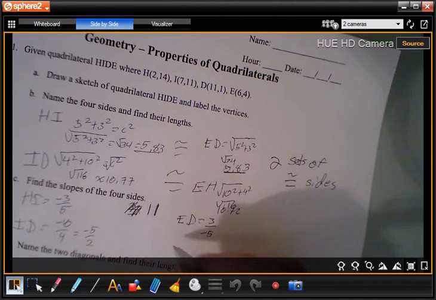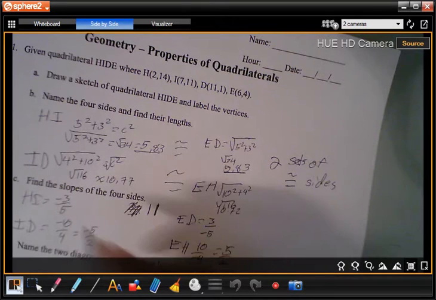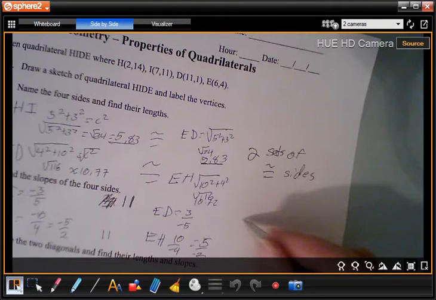And then if we're looking at E to H, I'm also getting 10 over negative 4, which is the same thing. It's 5 over negative 2, which those are the same thing. So I have two sets of parallel sides.